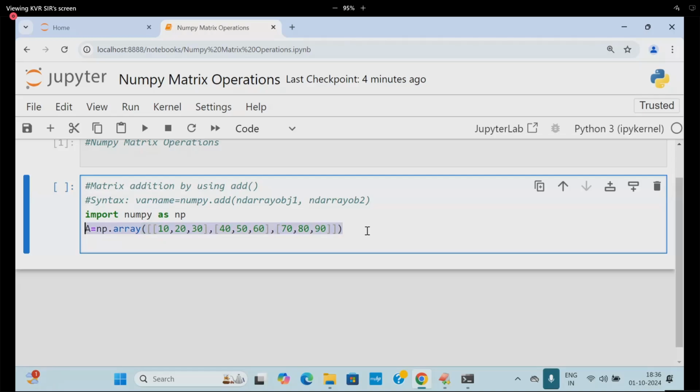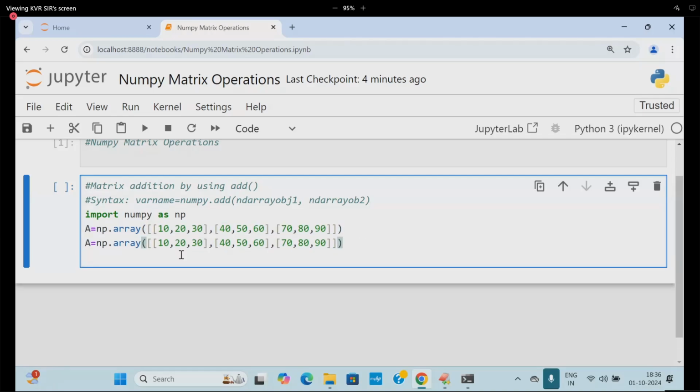Next I will take B also. B also I am taking, and I am writing 1, 2, 3, 4. Then 1, 2, 3, 1, 2, 3.